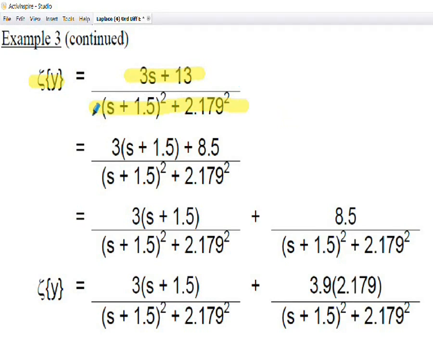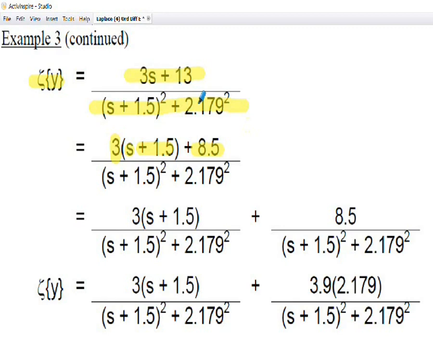What I'm doing here is I am taking 3 outside of the bracket to leave myself with an s inside the bracket plus 1.5, and then this term here is going to be 8.5. Now I need to keep the s plus 1.5 in the bracket because I need the s plus a over the s plus a all squared type of term, so I need to keep that 1.5 in the bracket. Because I've taken a 3 outside, I've basically got 4.5 when I expand the bracket. 3 times 1.5 is 4.5. So if I take 4.5 off of the 13, I will get 8.5.